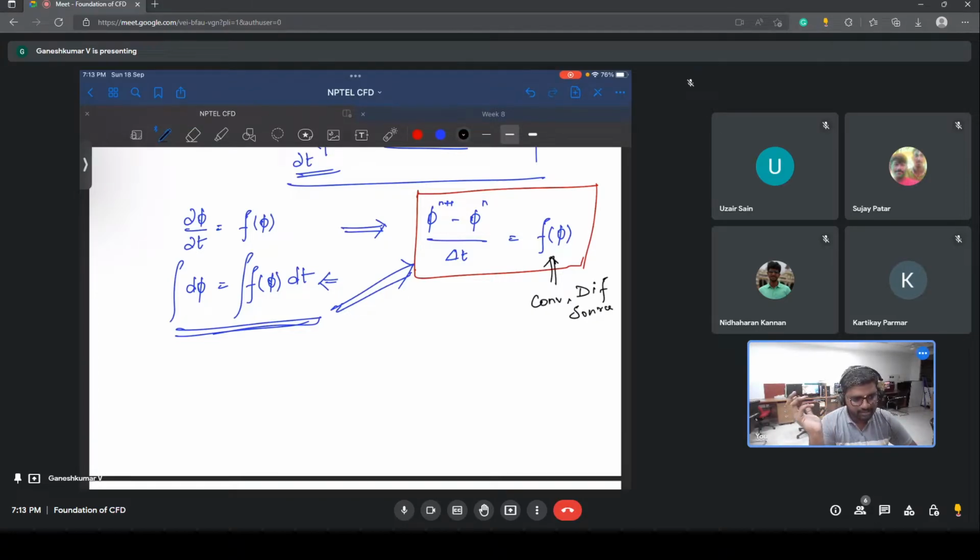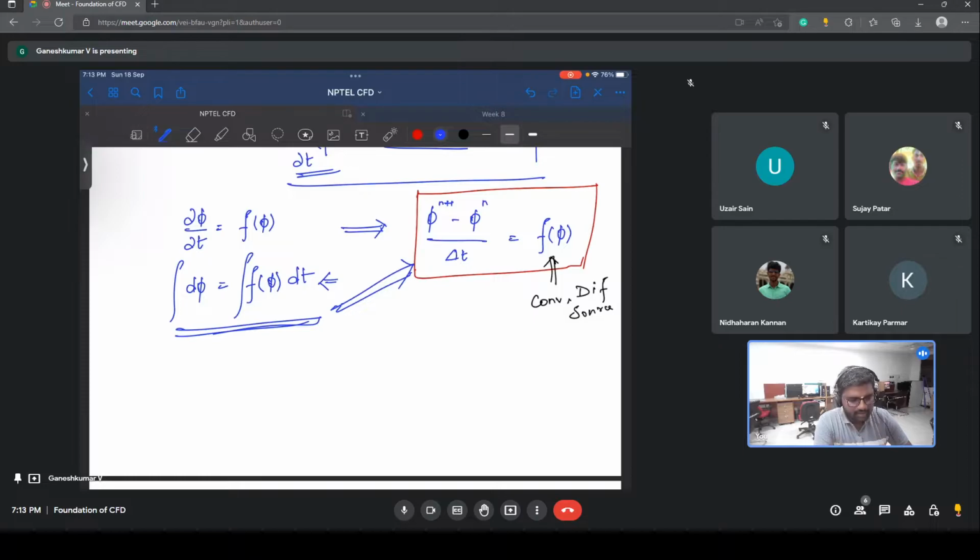So this is the unsteady part, and we need to march in time. How we march in time is, we know the present time step, and with that present time step we need to predict the n plus 1 time step. There will be one confusion for you: I have a function f, and it is also dependent on phi.